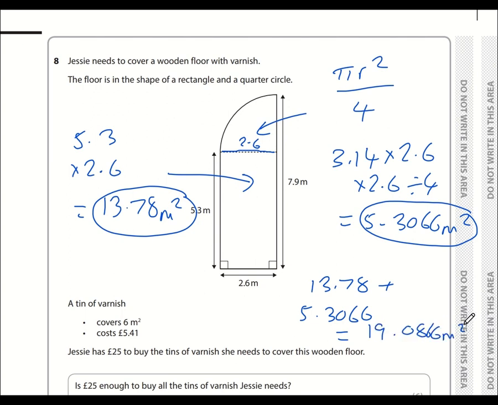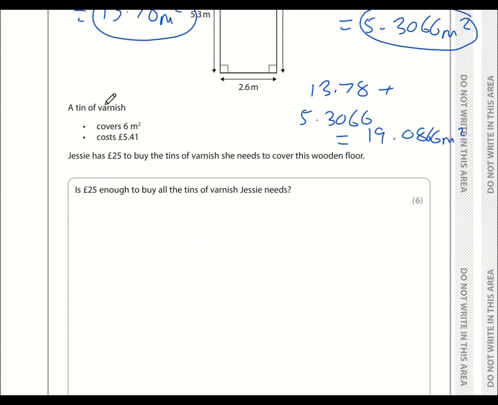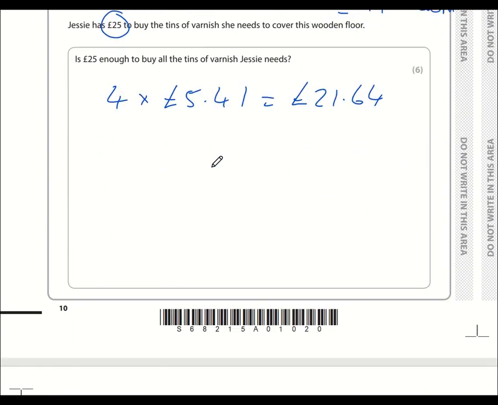19.0866 square meters. Now we know that a tin of varnish covers 6 meters, so how many 6's go into 19? Well, it's going to be 3 point something, but since we can't buy point something of a tin, we're going to have to call that 4 tins. So that's going to be 4 tins that cost £5.41 each, and that comes to a total of £21.64. That is less than £25, so is £25 enough to buy all the tins of varnish that Jessie needs? Well, the answer is simply yes, it is.